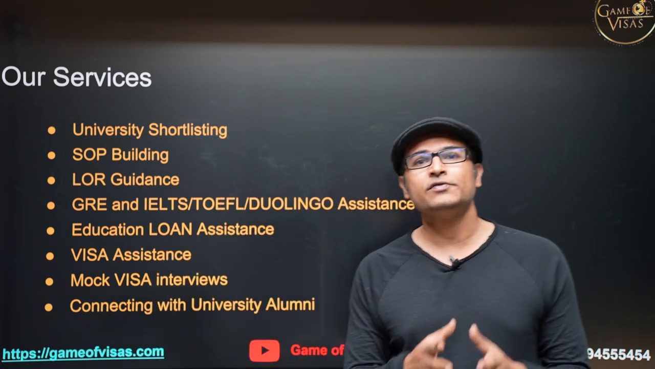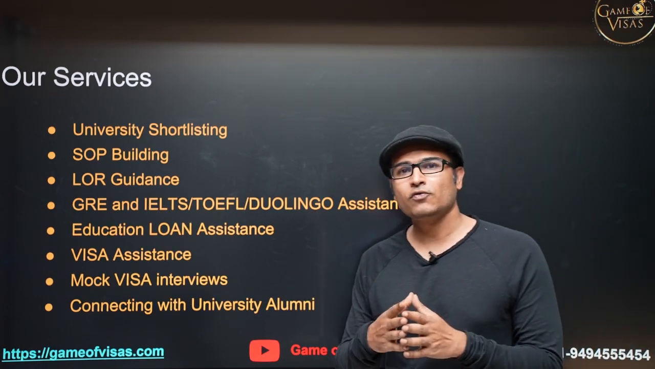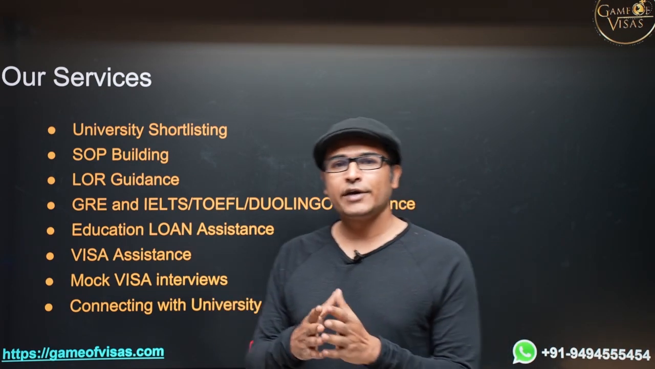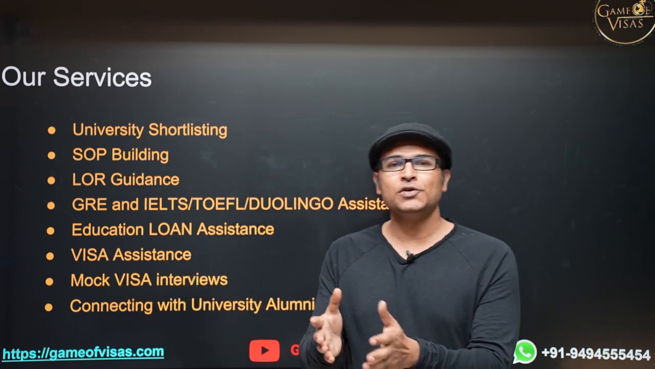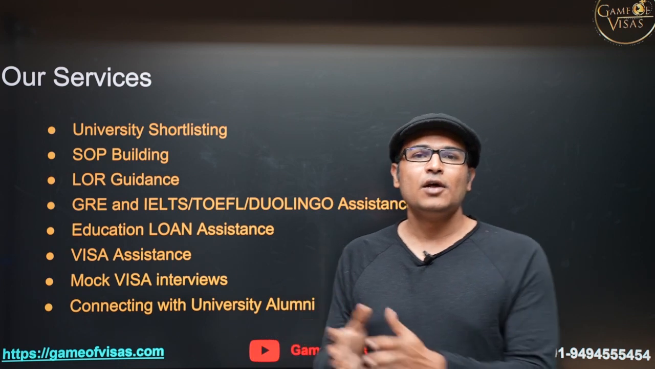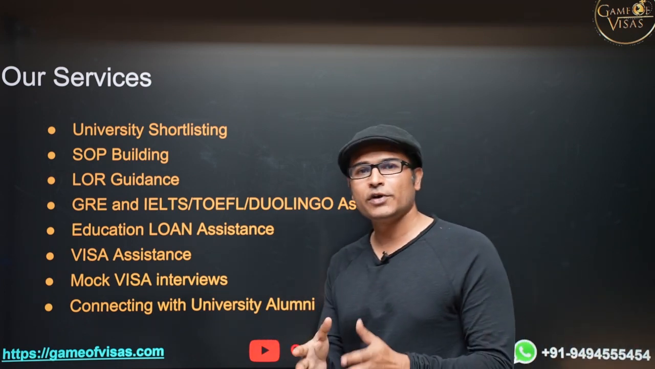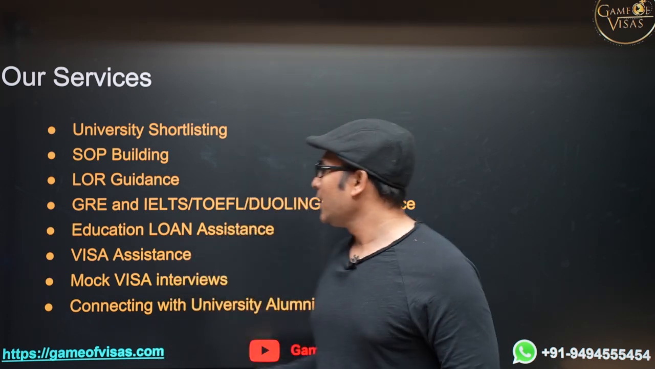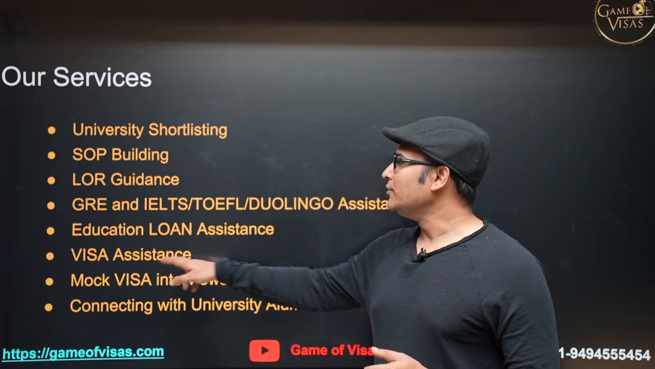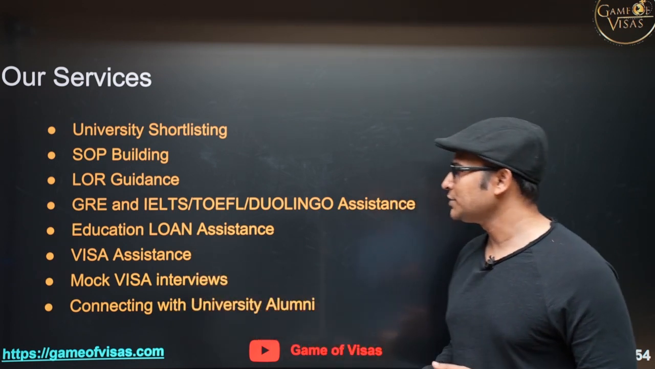Getting an education loan is very simple these days, whatever the fee of the universities. You can apply for 10 lakh universities, 20 lakh universities, or 50 lakh universities. Whatever it is, you are going to get a complete education loan, and you can pay it off within 1 year after you get a job. And then we do visa assistance, mock visa interviews, and connecting with the university alumni.